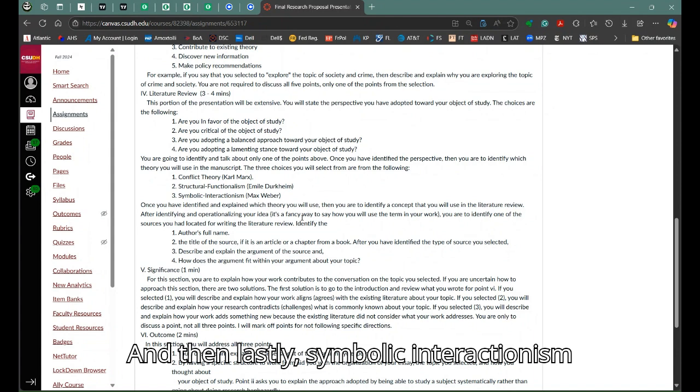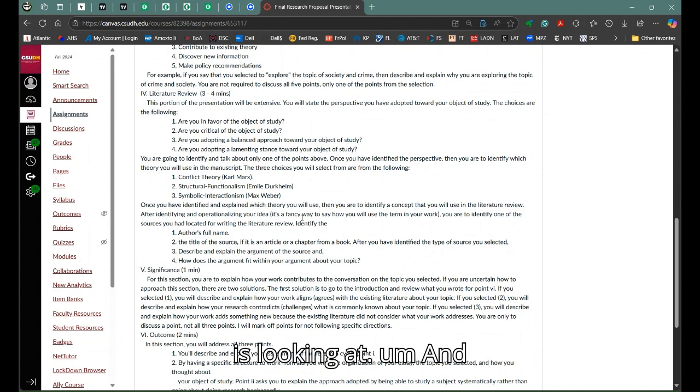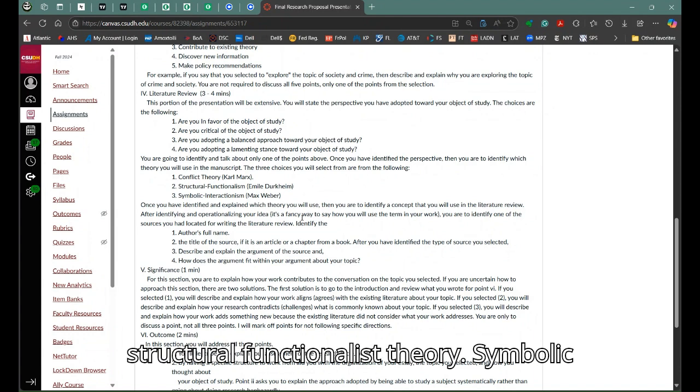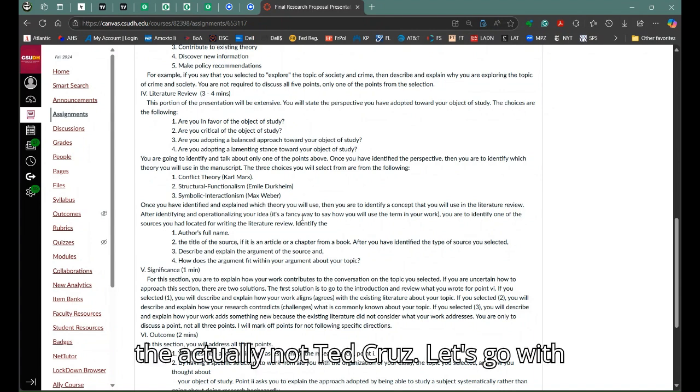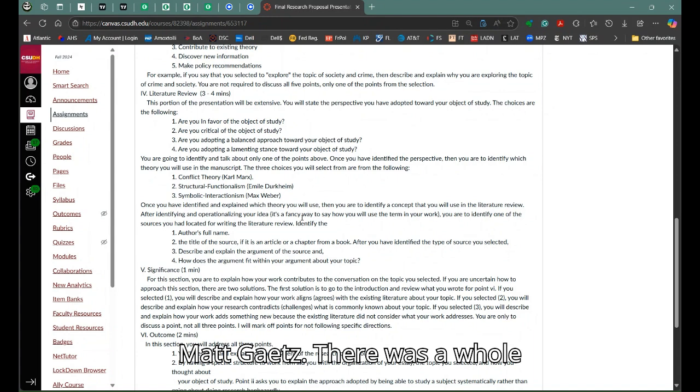And lastly, symbolic interactionism. This theory is much more dynamic compared to conflict theory and structural functionalist theory. Symbolic interactionism actually tries to understand how an individual understands their immediate reality, right? For example, I'm trying to remember this one politician. Let's just go with Ted Cruz. Actually, not Ted Cruz. Let's go with Matt Gates.